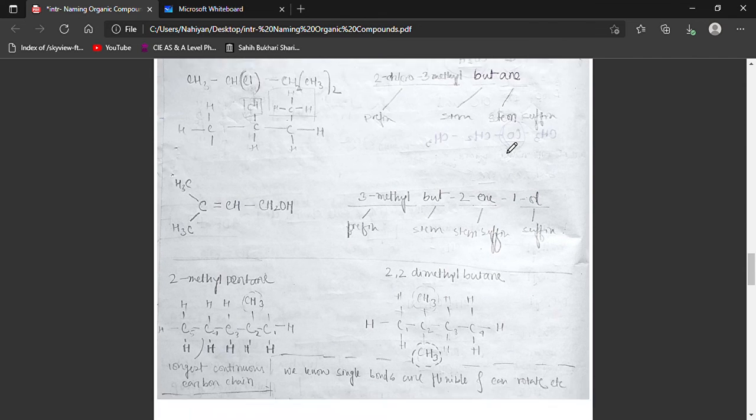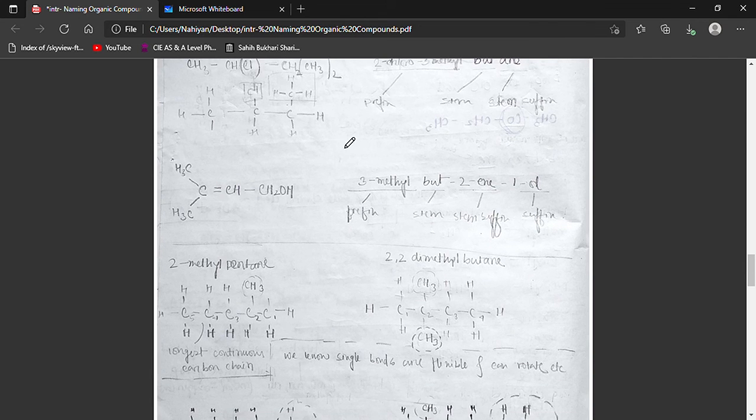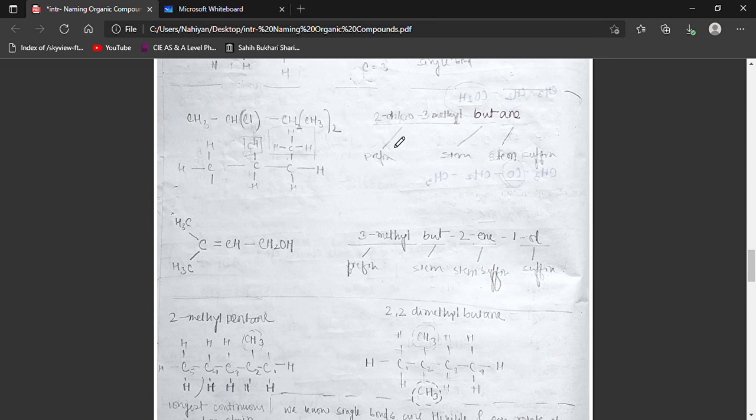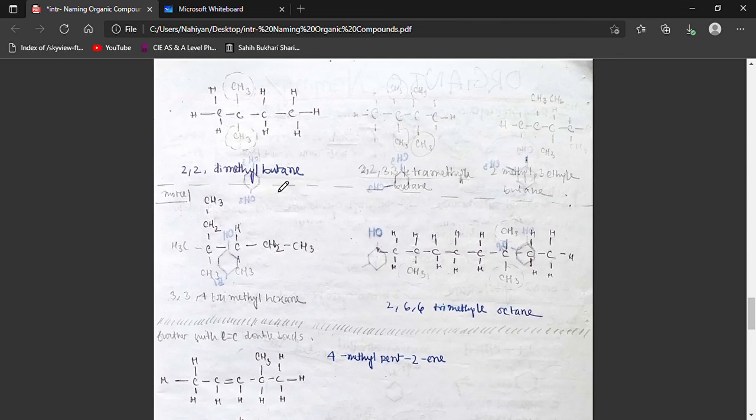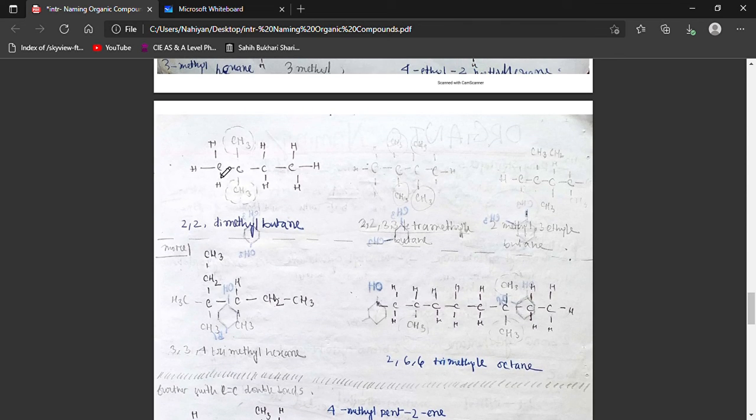We can do one more, so let's do this. So we have 1, 2, 3, 4 carbons, meaning it's but. And having single bonds, meaning it's an alkane. So it's butane. So we are done with it.